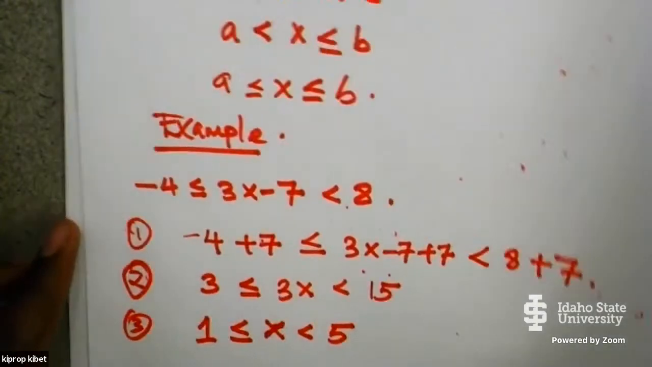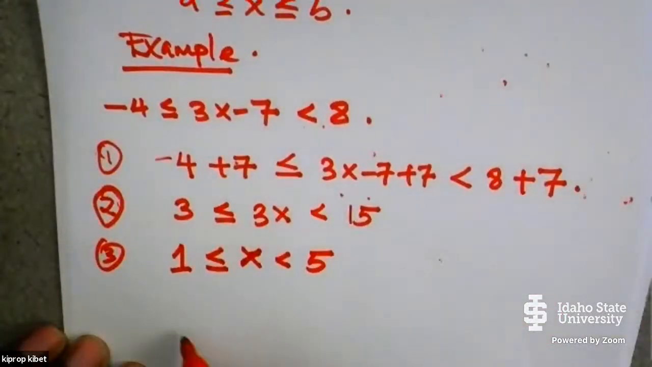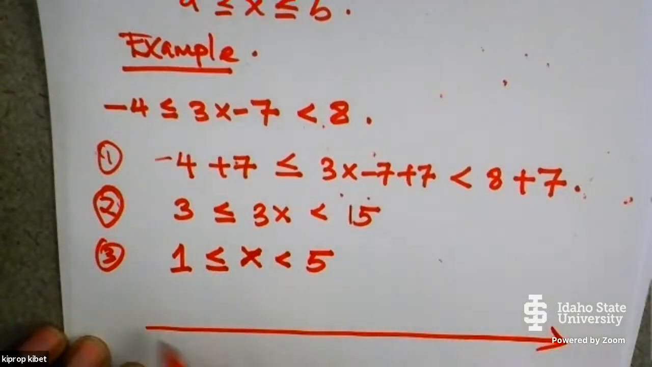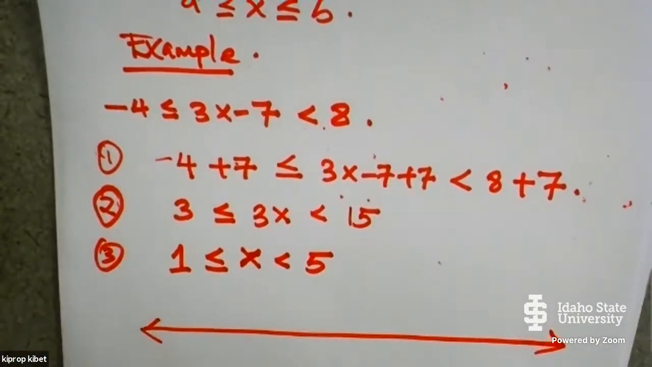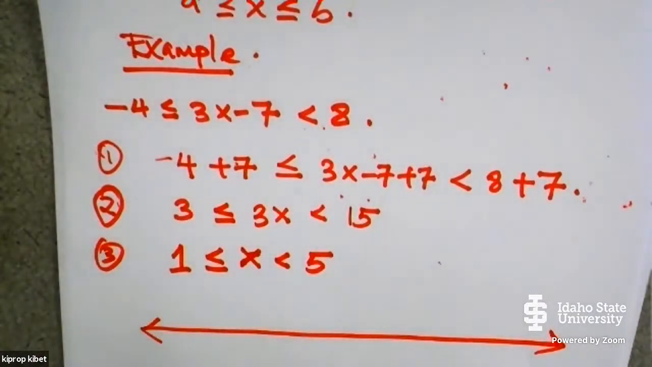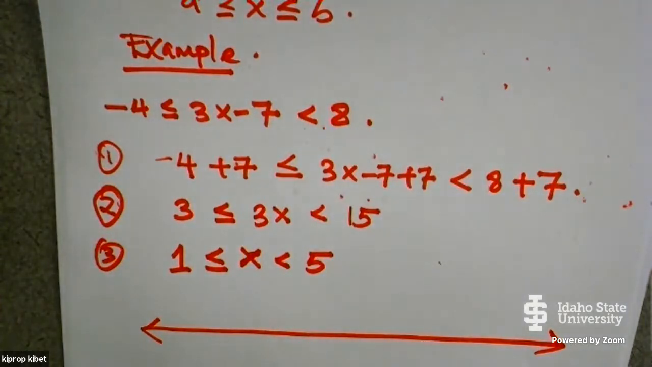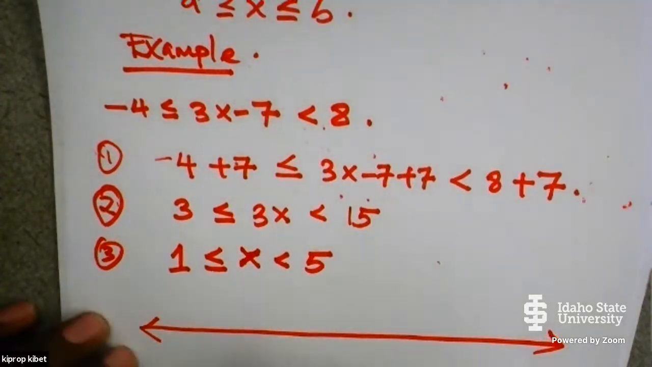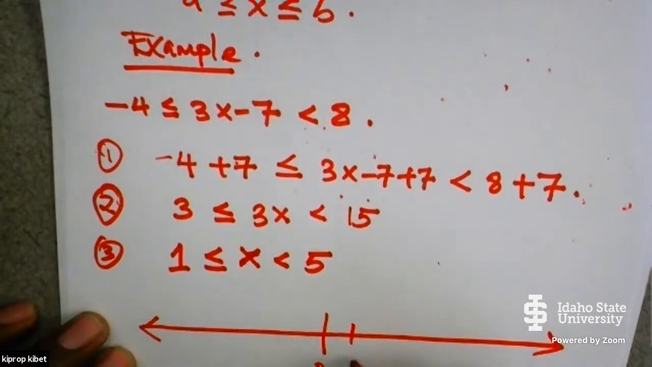Then now you come and draw the graph. So compound inequality mostly is all about the and. It should be satisfying the two inequalities here. This is one inequality, and this one is another inequality. So you should look for the values which are satisfying both the inequalities. So this is 0, 1, 2, 3, 4, 5.